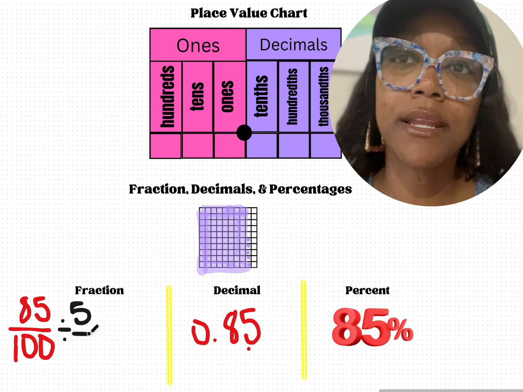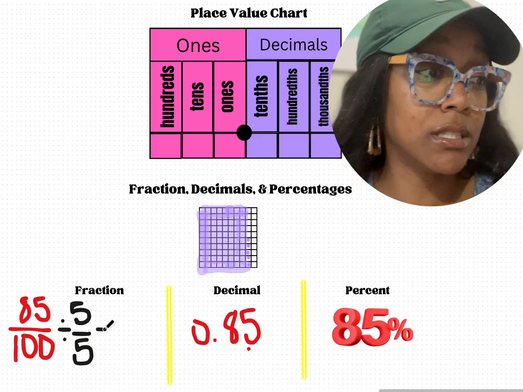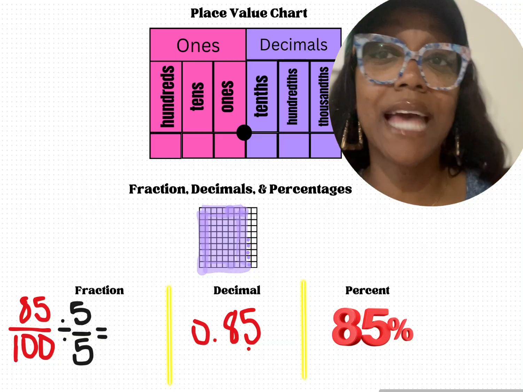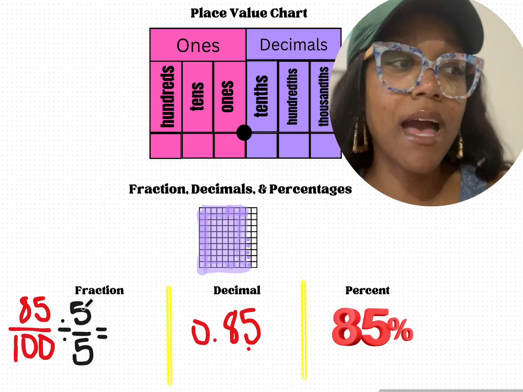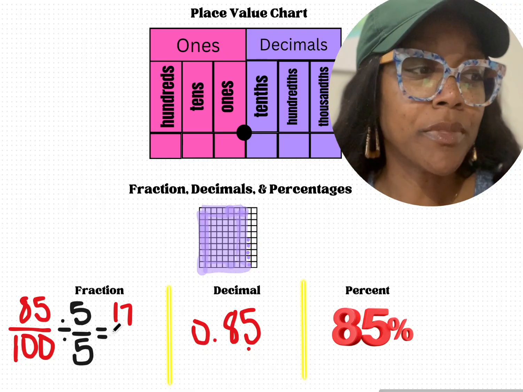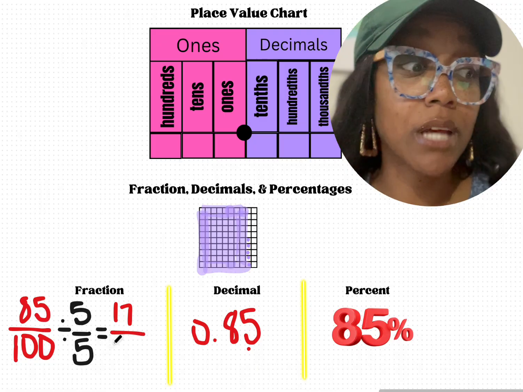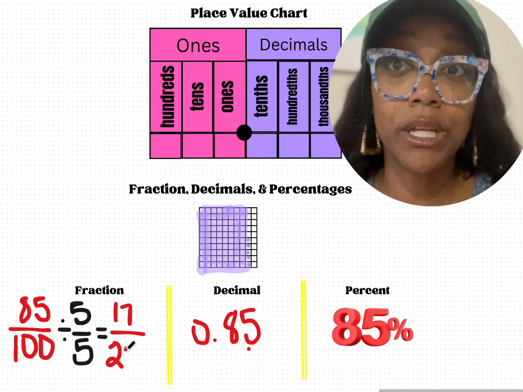So we're going to divide the top and the bottom by 5s. And you can have the students divide this on their side, or they can count by 5s until they get to 85 and see how many that would be. So if I count by 5s till I got to 85, that would be 17. And then how many 5s are in 100? How many times would I have to count by 5 to get to 100? And that's going to be 20.